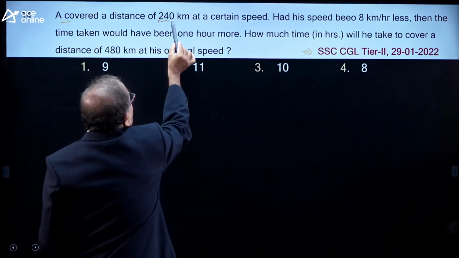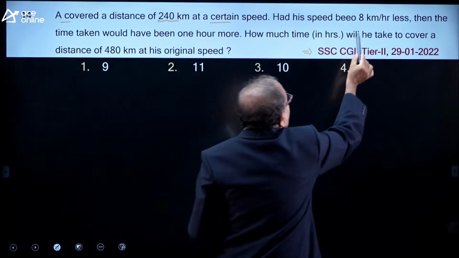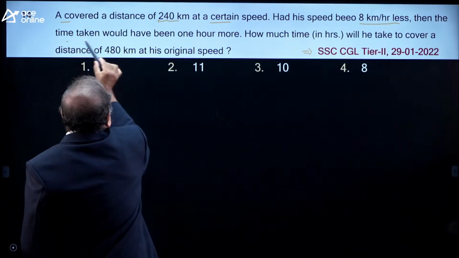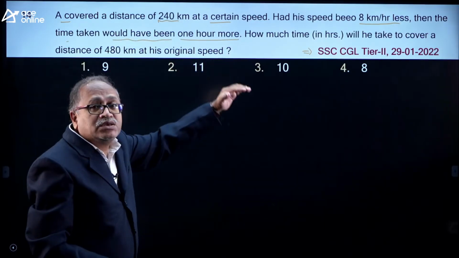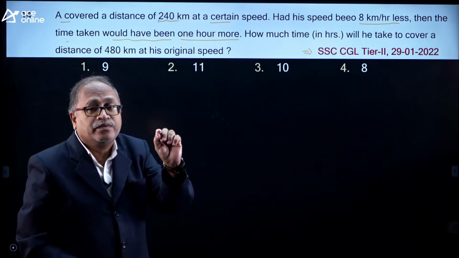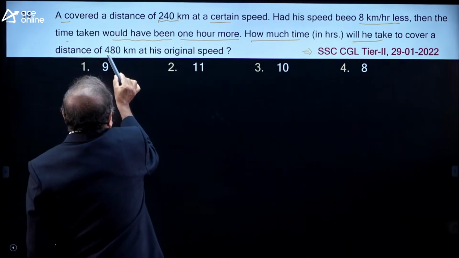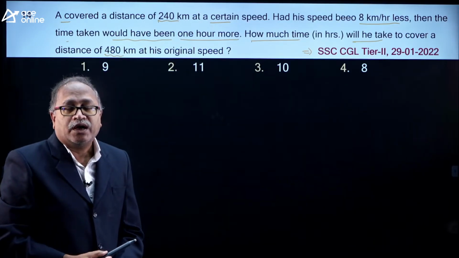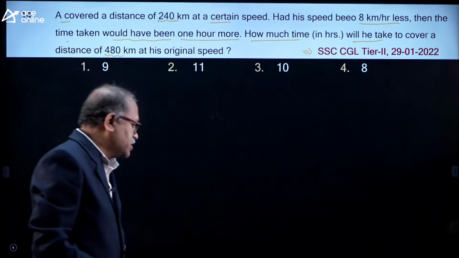A covered a distance of 240 kilometer with a certain speed. Had his speed been 8 kilometer per hour less, then the time taken would have been 1 hour more. There is a shortcut for this. How much time will it take to cover a distance of 480 kilometer with the original speed? I have to first find out the original speed with the given information. What is the shortest method? After 30 seconds.